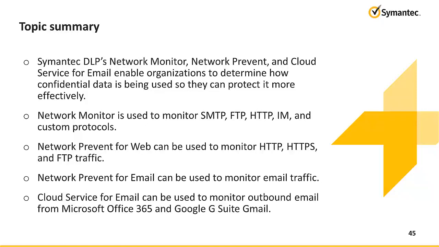Network Prevent for Email can be used to monitor email traffic to establish a baseline for what data is being transmitted via email. Cloud Service for Email can be used to monitor outbound email from Microsoft Office 365 and Google G Suite Gmail to establish a baseline for the data that users are transmitting over their email as a service accounts.